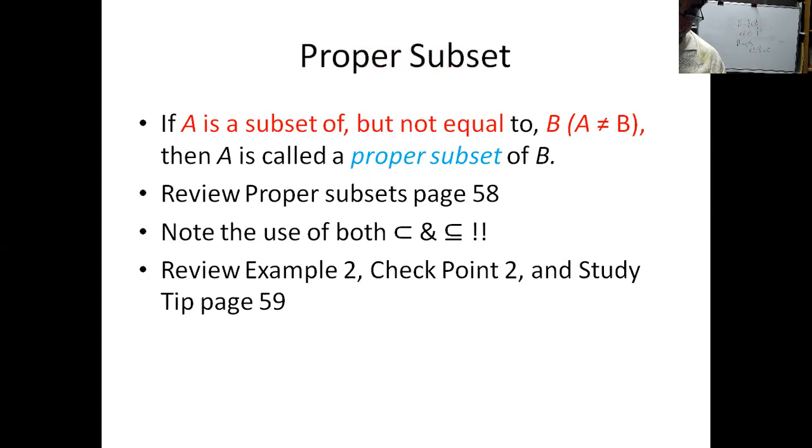But if, for example, we have set A as 1, 3, and 5, and set B as 1, 3, and 5, then set A is a subset of set B, and every element of set B is also an element of set A. They are equal, therefore it's not a proper subset. So we don't use this symbol, we use this one. Okay?